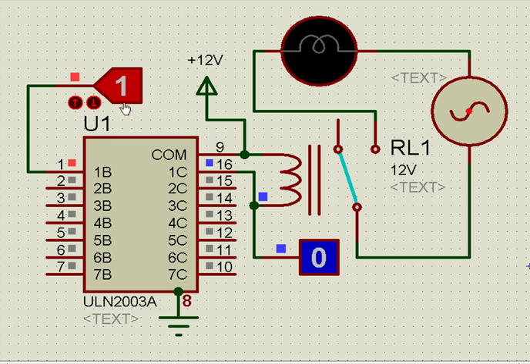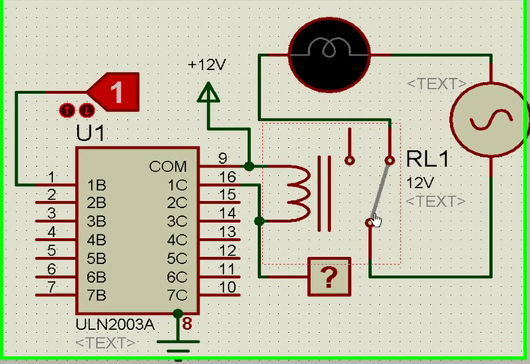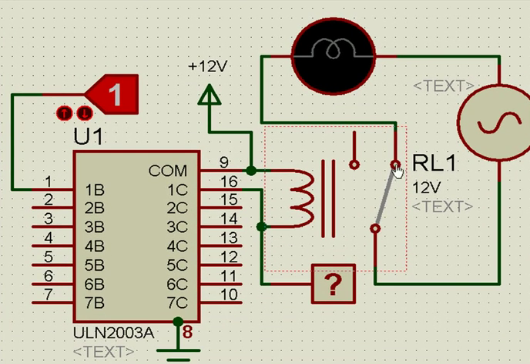As per your requirement, you have to decide whether to use the NC contact. This is called the common contact, this is the NC contact, normally closed, and this is called the NO contact, based on which your load will be switched on or off as you desire.